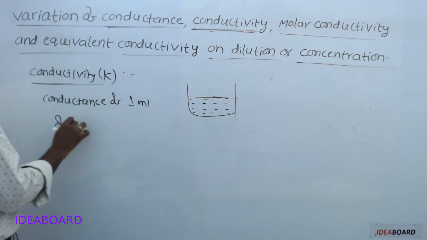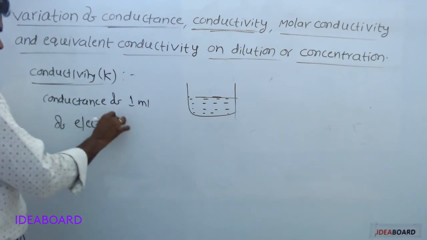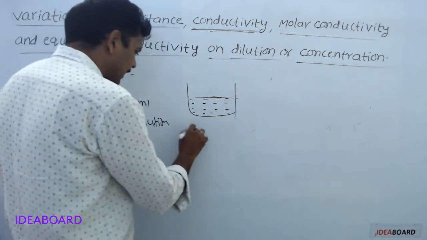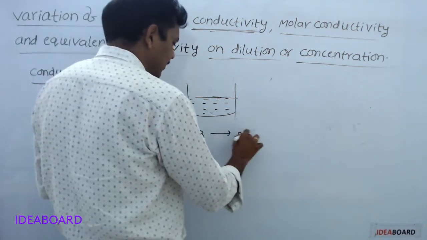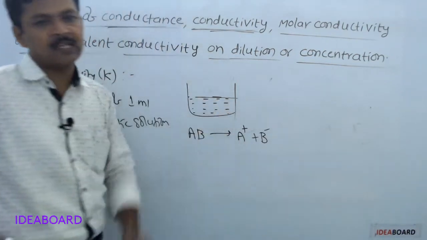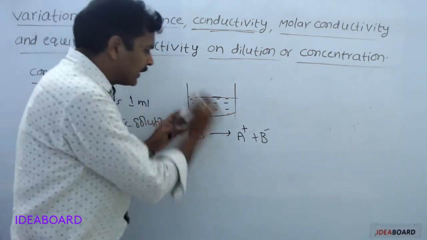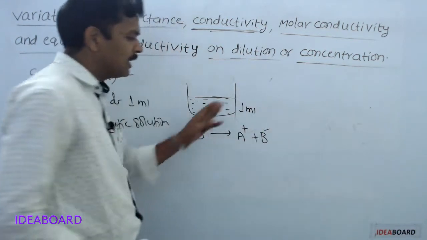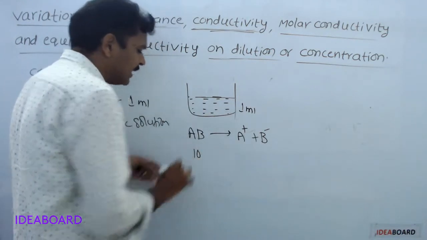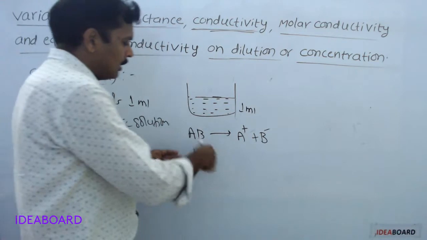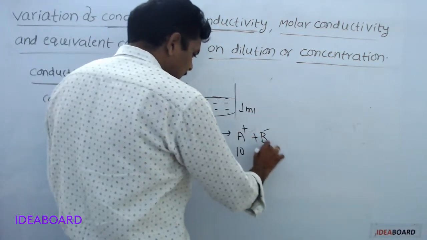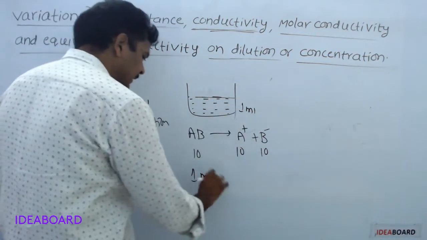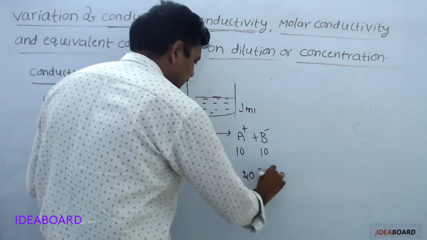I am taking AB electrolyte, which on ionization gives A plus ions and B minus ions. Let us assume that 1 milliliter of electrolytic solution contains 10 AB molecules. Then on ionization, 10 A plus ions and 10 B minus ions will be produced. In 1 milliliter, a total of 20 ions are there.